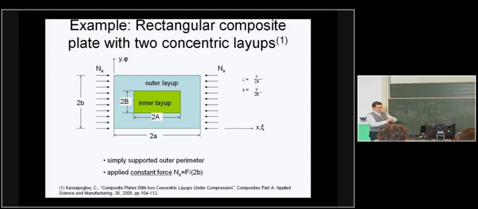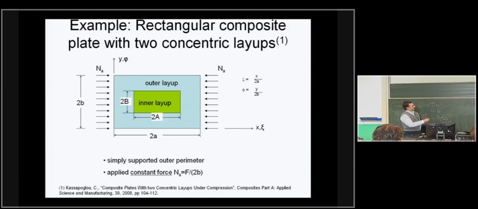The problem we want to solve is of a plate, a rectangular plate, which consists of two different layups. There's one layup in the middle and one layup on the outside. Dimensions are shown here, 2a, 2b with little letters, and 2A capital and 2B capital for the inner layup. And they can be anything they want. And we will also define normalized coordinates. Xi is x over 2a and phi is y over 2b to simplify some of the calculations.